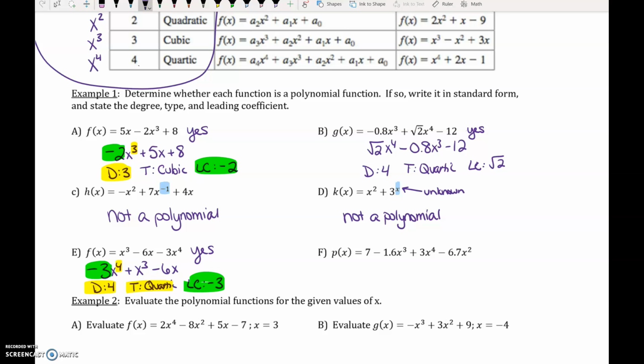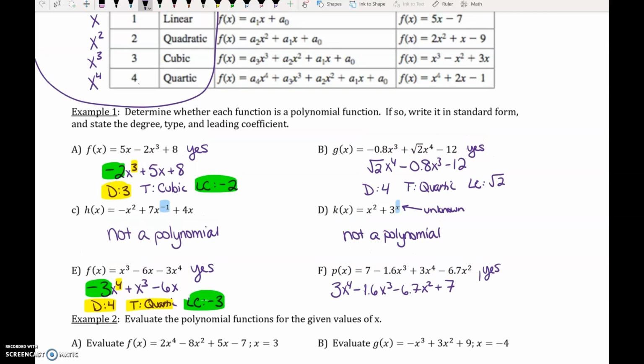And then F, yes, there's decimals, but that's okay. They are all real numbers, and the exponents are all positive integers. So yes, this one is a polynomial. Standard form, we would put the fourth term first, so 3x to the fourth minus 1.6x to the third minus 6.7x squared plus 7. The degree is 4, so the type is quartic. We had a lot of quartics, and the leading coefficient is 3.